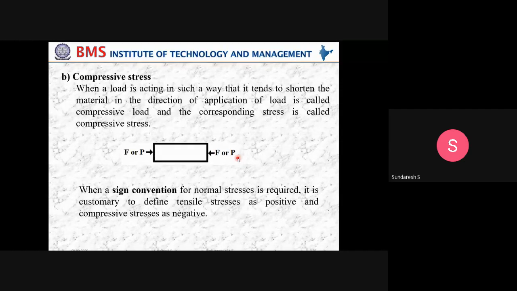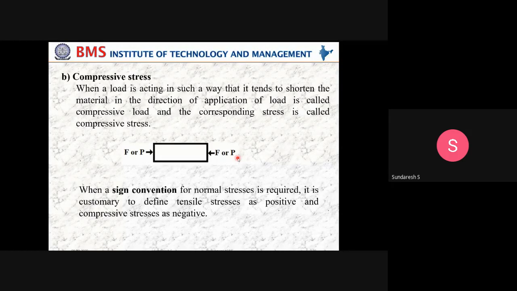In the case of a tensile load, length increases, whereas the lateral dimensions decrease. Whereas in the case of compressive loading, length decreases, whereas the lateral dimensions increase. Please remember the effect of tensile load and the effect of compressive load. A tensile load elongates or stretches the member, whereas a compressive load always contracts or shortens the member. This you have to remember, right?